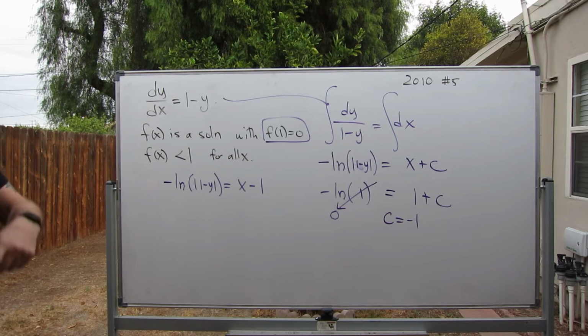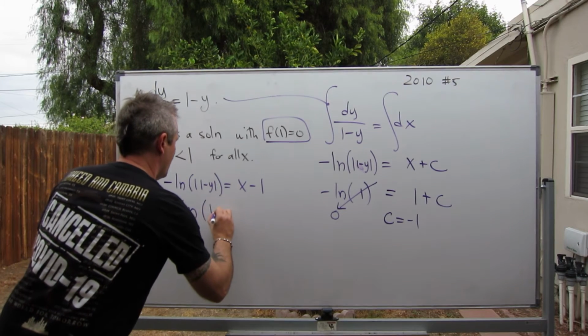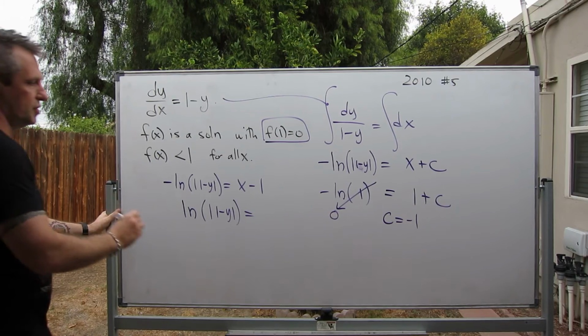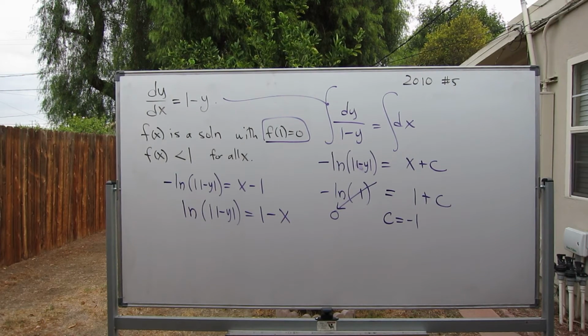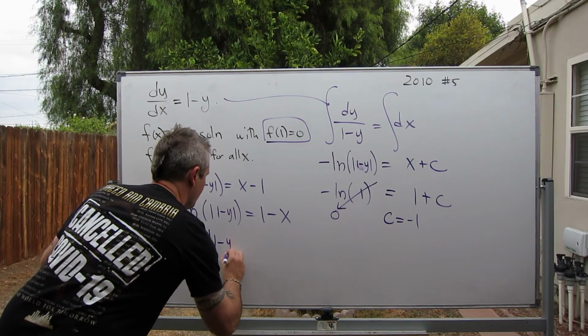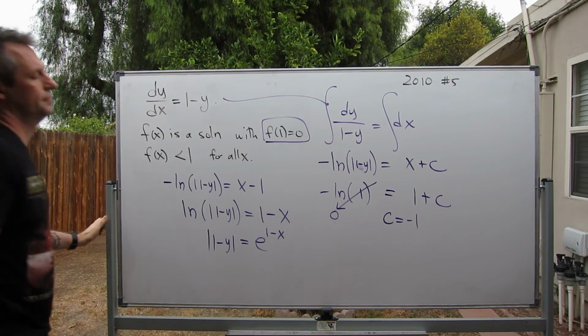So I'm now going to multiply both sides by a negative. I will get the natural log of the absolute value of 1 minus y equals 1 minus x. I'll then e to the both sides, and we'll get the absolute value of 1 minus y equals e to the 1 minus x.